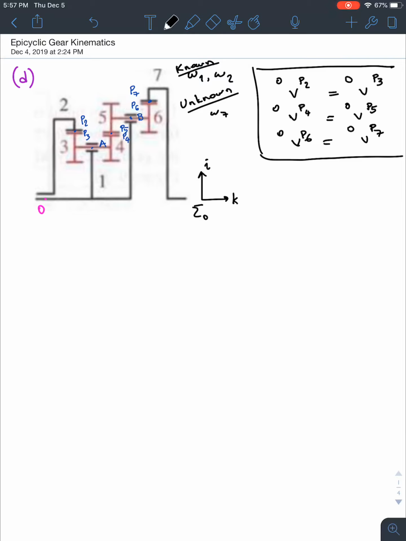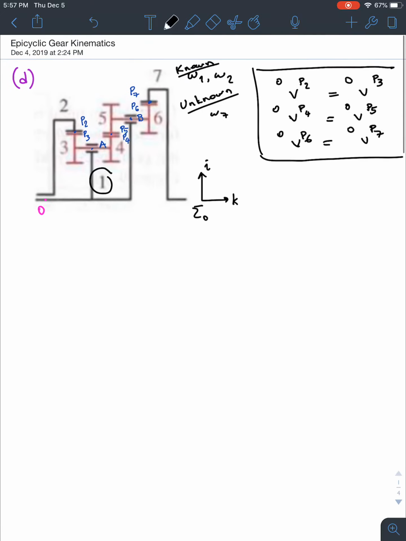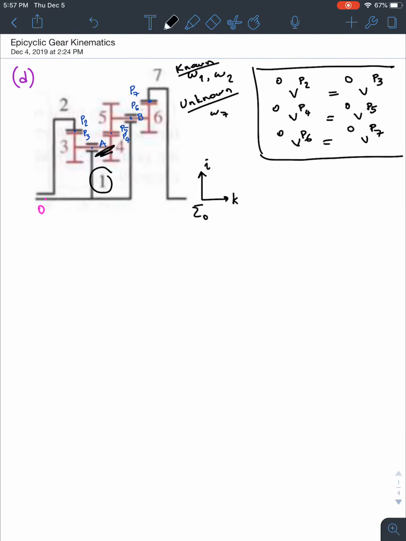And I also gave some names to the points at which the carrier contacts the gears. The point where the carrier contacts gears 3 and 4, I call point A, and the point at which the carrier contacts gears 5 and 6, call that point B.